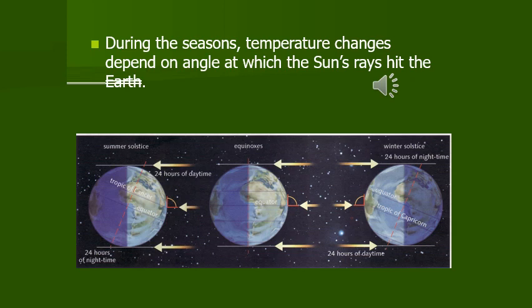Observe the pictures here: summer solstice, equinoxes, winter solstice. Here you can observe the sunlight reaching some areas and some areas not reaching sunlight here. So wherever 24 hours of daytime is there, you can also observe that in this picture clearly.